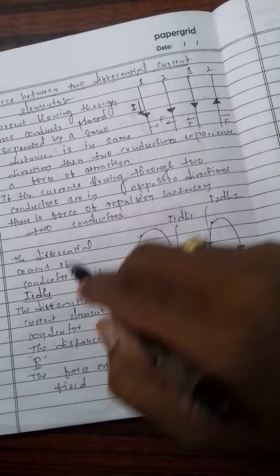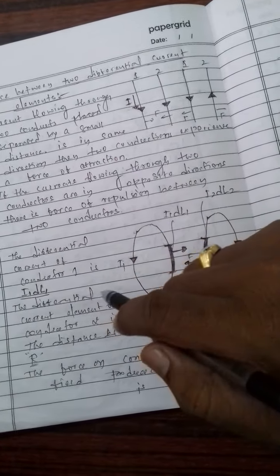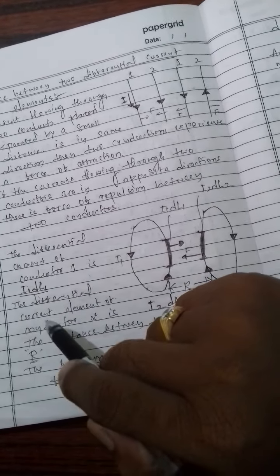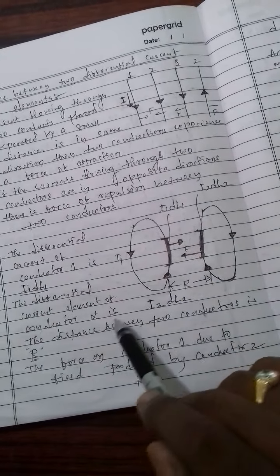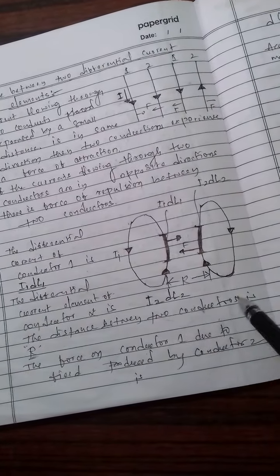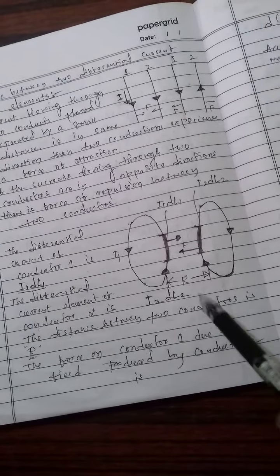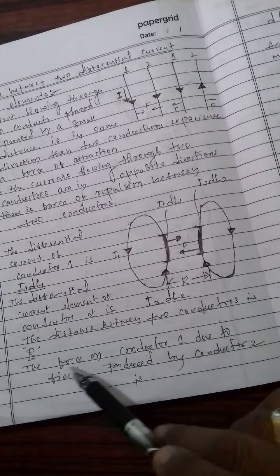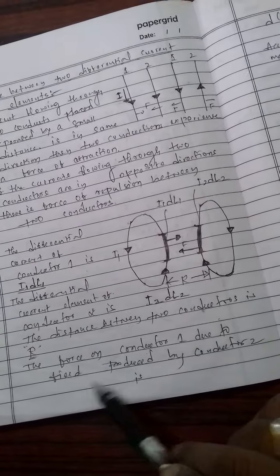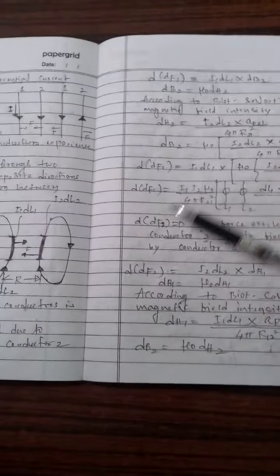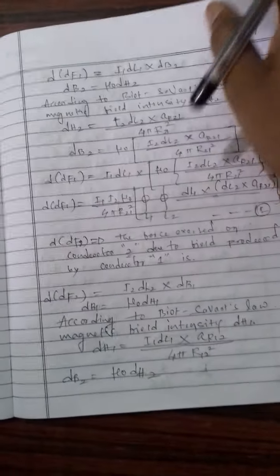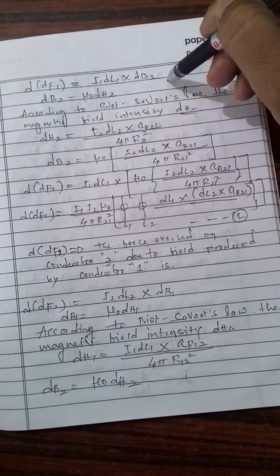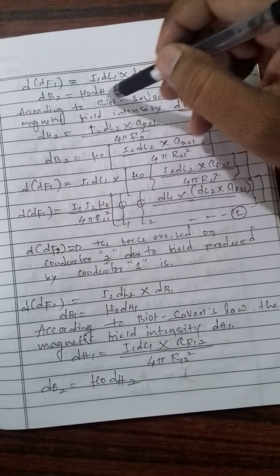The differential current element of conductor 1 is I1 dl1. The differential current element of conductor 2 is I2 dl2. The distance between the two conductors is R. The force on conductor 1 due to the field produced by conductor 2 is dF1 equal to I1 dl1 cross dB2, where dB2 is equal to mu naught dH2.